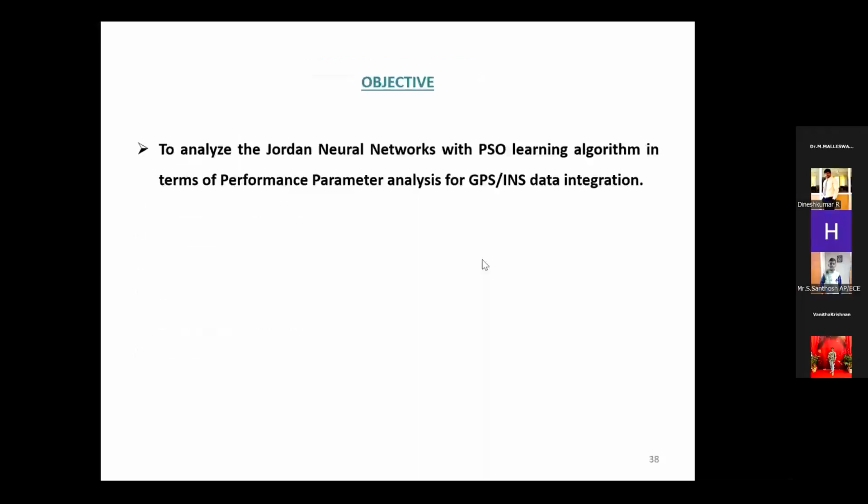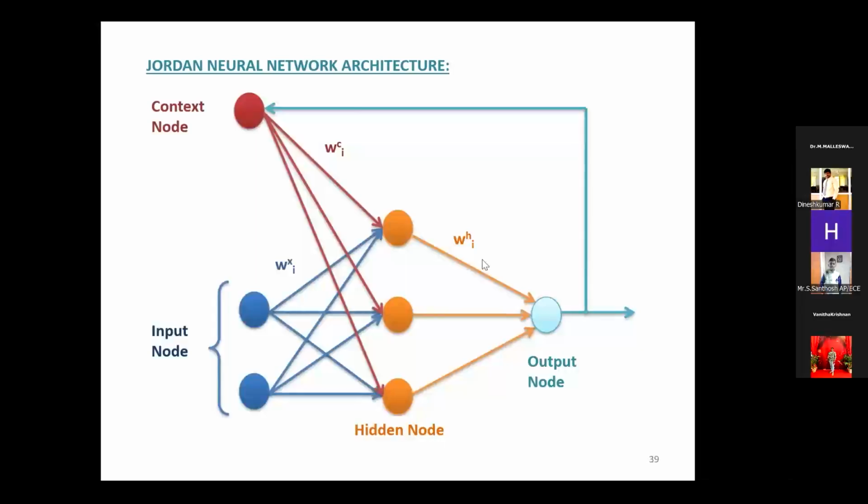To analyze the Jordan neural network with the PSO learning algorithm in terms of performance parameter analysis for GPS-INS integration, we use the Jordan neural network architecture we already found in our earlier discussion. I'm going to use the same architecture for this PSO optimized navigation also: input node, hidden node, output node, and then the context node. The combination of weights follows the same procedure that I'm adapting here.